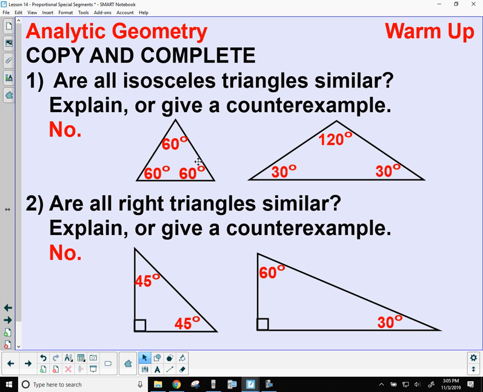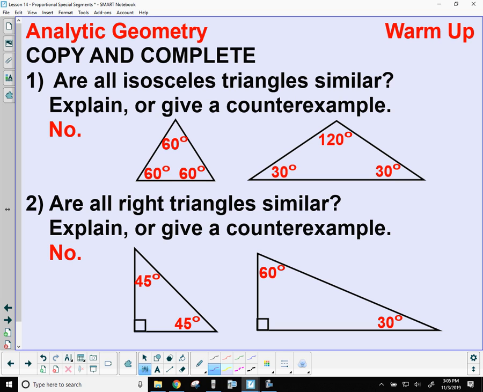Well, all the angles are congruent here, but when it comes to similar, we have two isosceles triangles here, but as you can see, they're not similar. Angles could vary. Again, going back to that same shape idea. Same thing for right triangles. We have 45s down here, and this one is 30-60. So good counterexamples to be thinking about when someone asks, are all certain triangles similar? We had a good discussion about that in class.